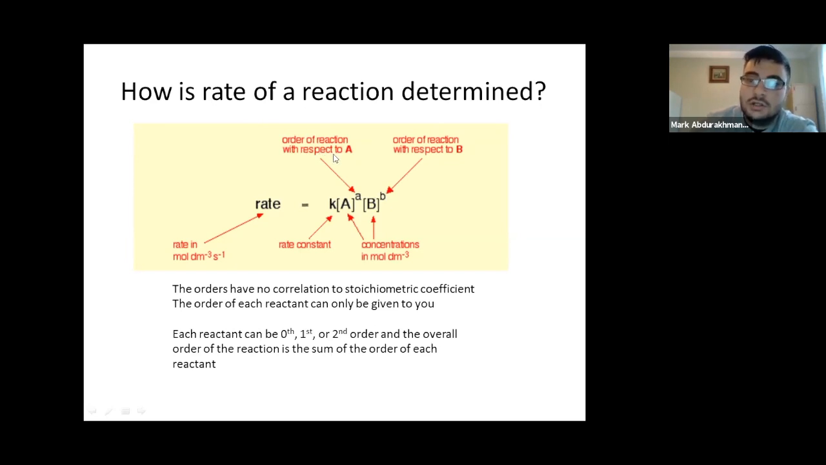In addition, there's an order of a reaction overall. This corresponds to the sum of the orders of each reactant. So again, if A was 1st order and B was 2nd order, the reaction as a whole will be 3rd order because it's 1 plus 2. Okay.